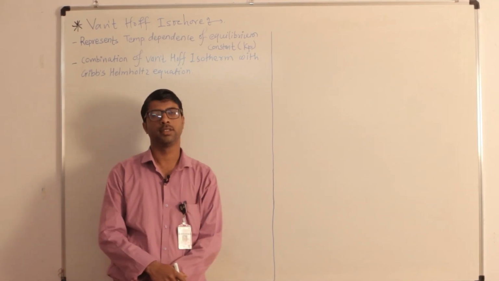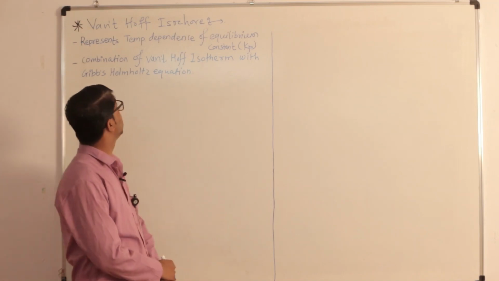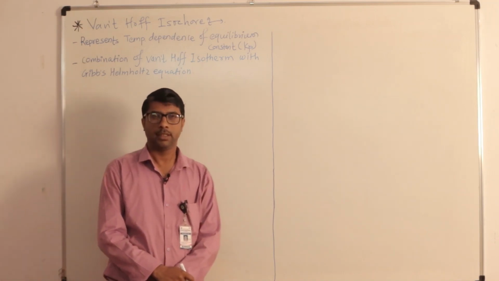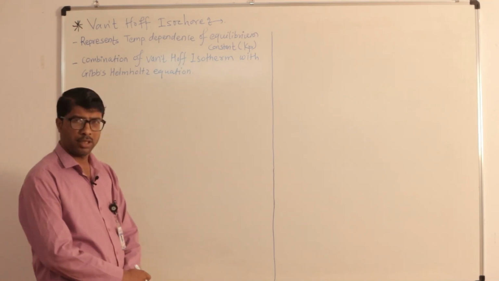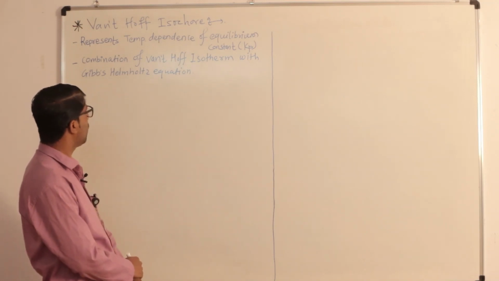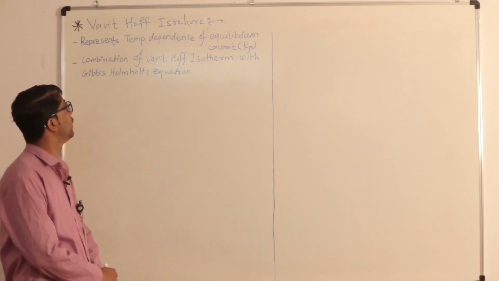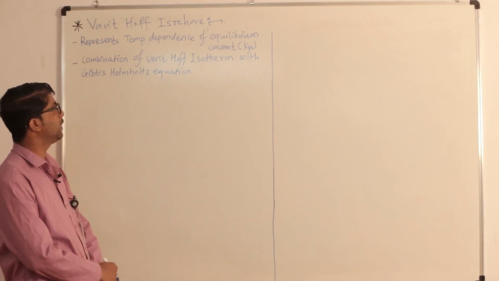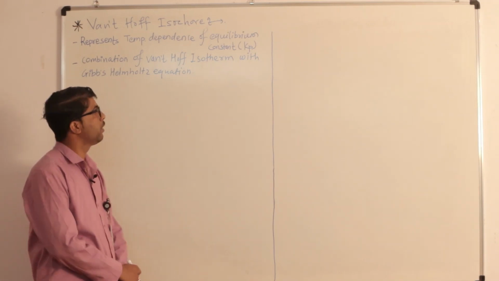Hello learners, in this video I am going to talk about the van't Hoff isochore. This is our next point from the thermodynamics topic. The van't Hoff isochore is a simple equation dealing with the temperature dependence of the equilibrium constant, which we call Kp.